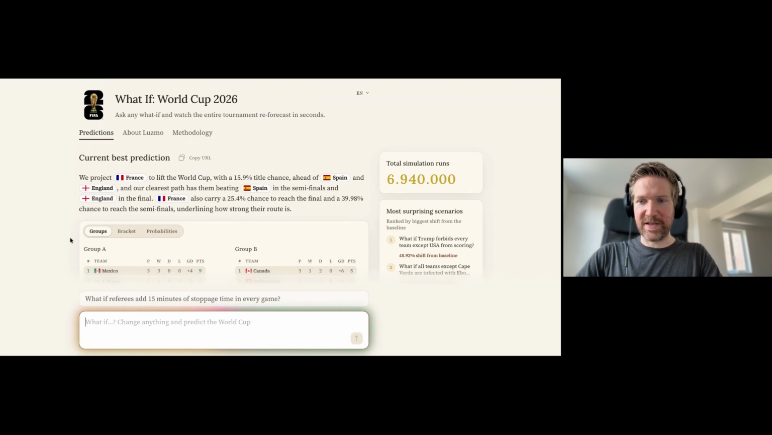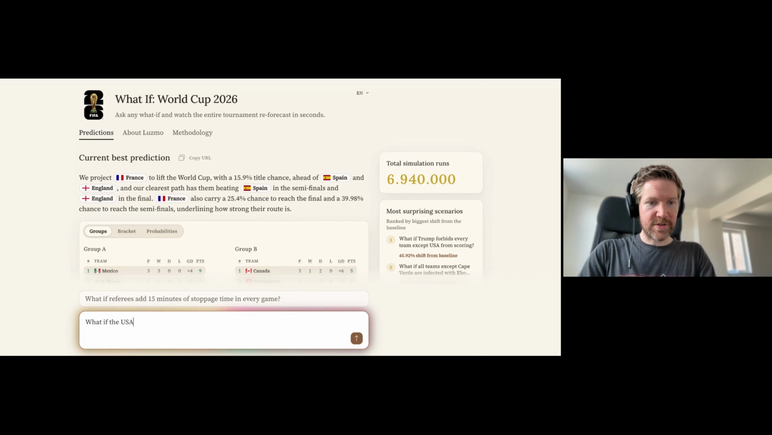So it could be discounting certain teams, or what would happen if you remove a certain player from a squad, or what if a certain team doesn't have to travel as much, and you can quantify what the impact of those changes is. So let me try that here.